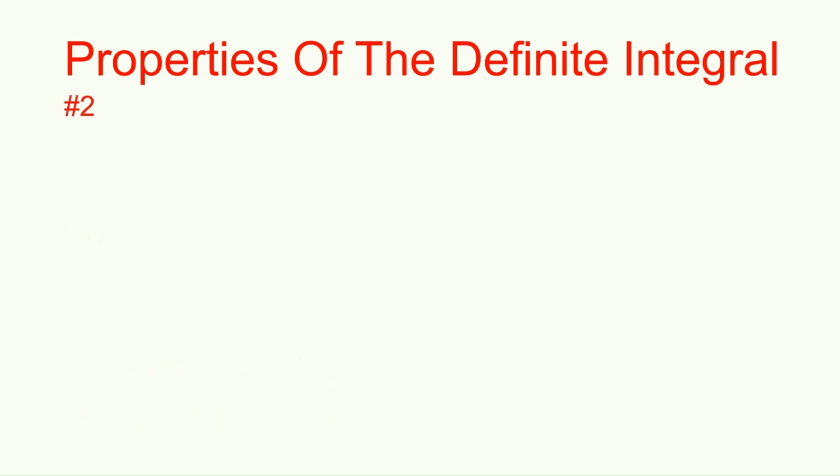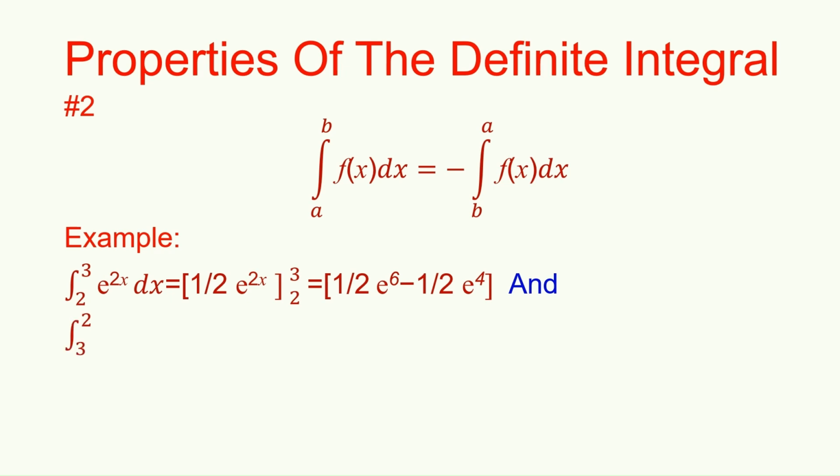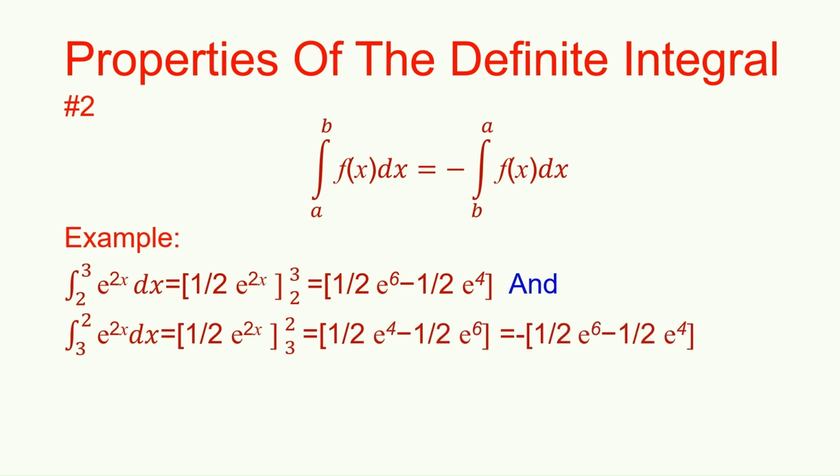Property number 2. The integral of f(x) with respect to x from lower limit a to upper limit b equals minus the integral of f(x) with respect to x from lower limit b to upper limit a. Example. The integral of e to the power of 2x with respect to x from lower limit 2 to upper limit 3 equals minus the integral of e to the power of 2x with respect to x from lower limit 3 to upper limit 2.